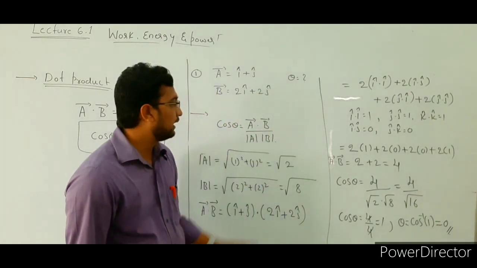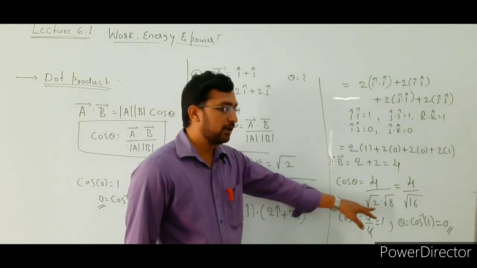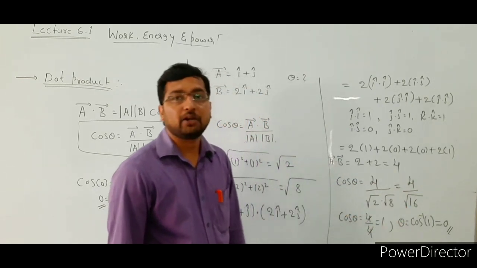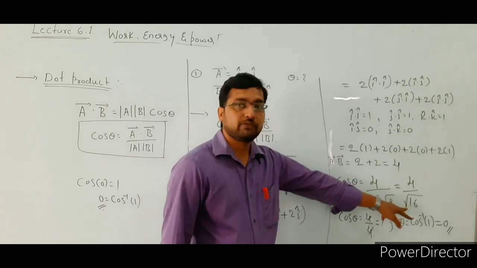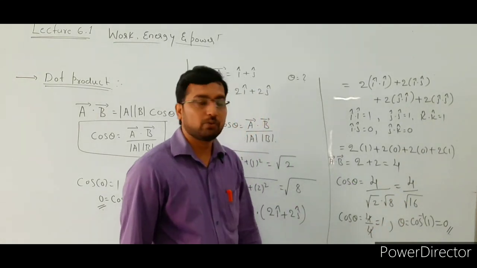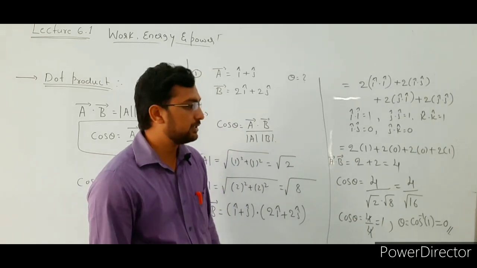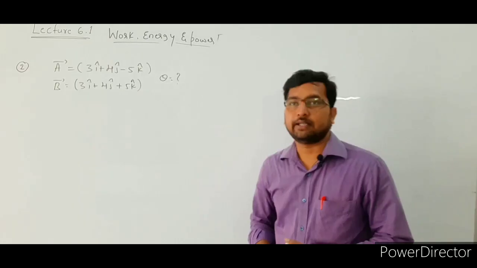So then substitute the value in this equation. Then cos theta is equal to 4 divided by under root of 2 into under root of 8. This is equal to 4 divided by under root of 16. Under root of 16 value is 4. 4 by 4 is equal to 1. Then cos theta is equal to 1. Here we want theta value. Theta is equal to cos inverse of 1. Its value is 0.